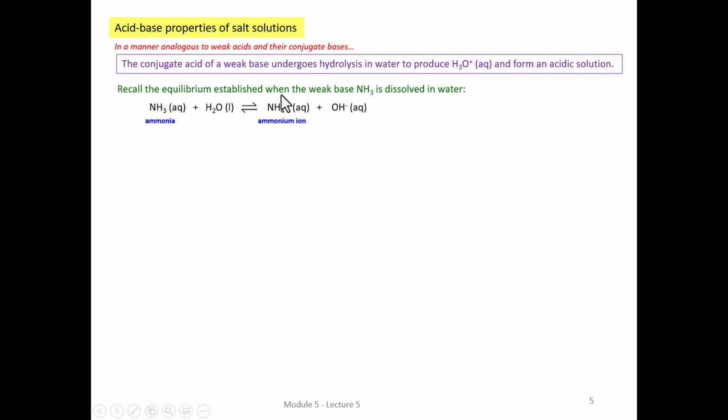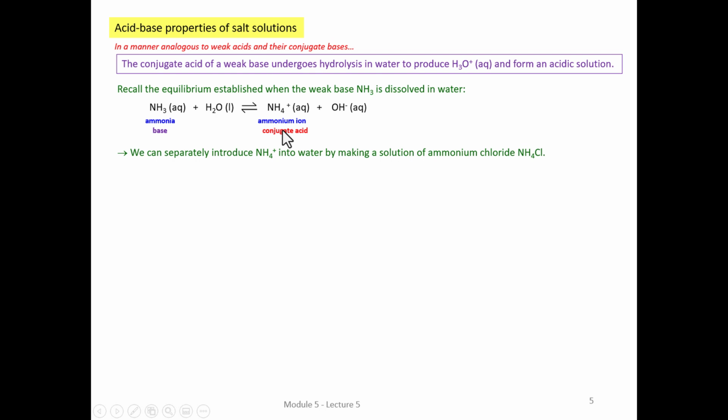Recall the equilibrium established when the weak base ammonia is dissolved in water. We have ammonia undergoing reaction with water to a slight extent to form ammonium ions and hydroxide. Of course, ammonia is the base. The ammonium ion is its conjugate acid.